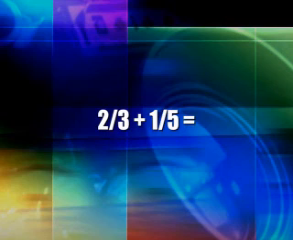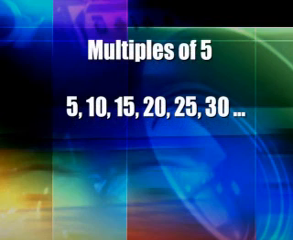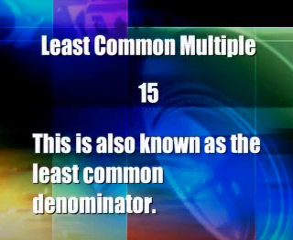List the multiples of 3, which are 3, 6, 9, 12, 15, 18, and so on. List the multiples of 5, which are 5, 10, 15, 20, 25, 30, and so on. Then find the least common multiple, which is 15. This is also known as the least common denominator between these two numbers. Now that we have reviewed how to find the least common denominator, let's try adding some fractions.